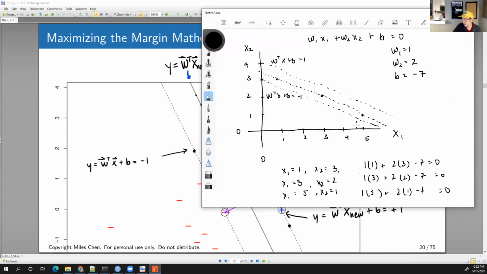So if you've got some values for W1 and W2, and you think of them like 1, 2, this is going to form a vector. 1, 2 is going to be perpendicular to this.